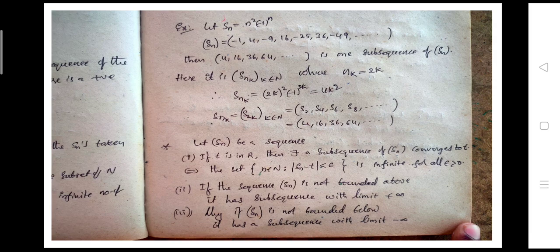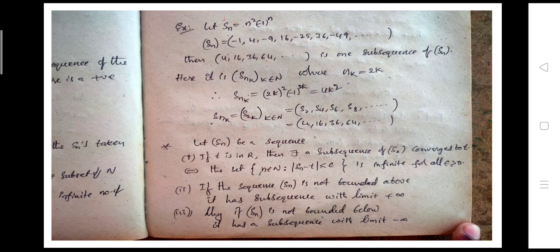So S of nk is equal to S of 2k, which is S2, S4, S6, S8 and so on. S2 means 4, S4 means 16, S6 means 36, S8 means 64 and so on. This is one subsequence of Sn. Sn is equal to n square into (minus 1) whole power n, and Sn is also equal to minus 1, 4, minus 9 and so on. Here two subsequences are there, one positive and another one negative. The positive subsequence is 4, 16, 36, 64 and so on. And let Sn be a sequence.